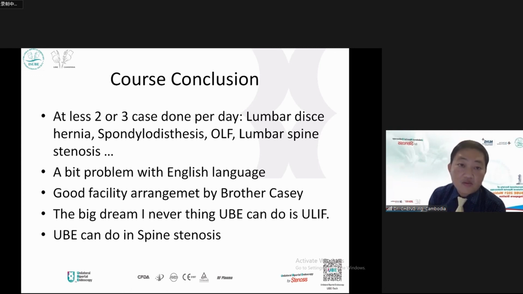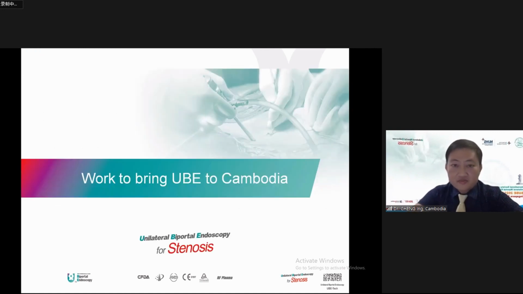We had 2 or 3 cases done per day, like lumbar disc hernia, OLF, and lumbar spinal stenosis. There was a big problem with the English language, but I had good facilities arranged by Brother Casey. The big dream I never thought about: UBE can do ULIF. UBE can be used in spinal stenosis.